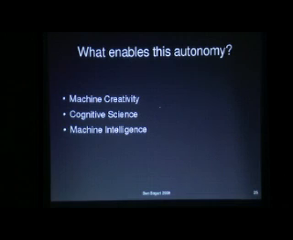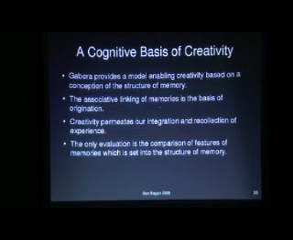So what enables this autonomy? How can it do something by itself without it being predetermined? And that's kind of three pieces. Machine creativity, which is an area of how to make machines exhibit creative behavior. Cognitive science, how do scientists think humans have creative behavior? And then machine or artificial intelligence, how to make machines do things intelligently, supposedly.